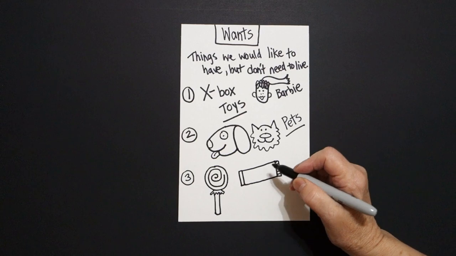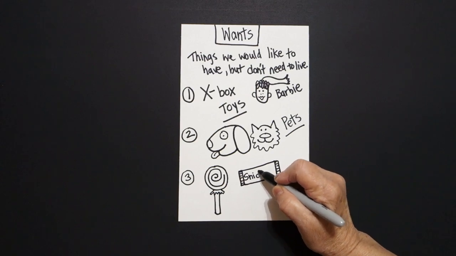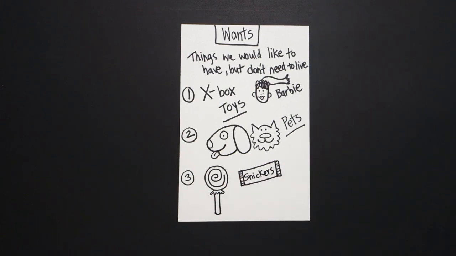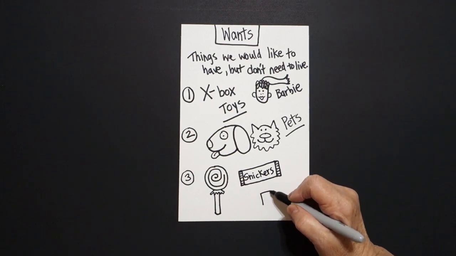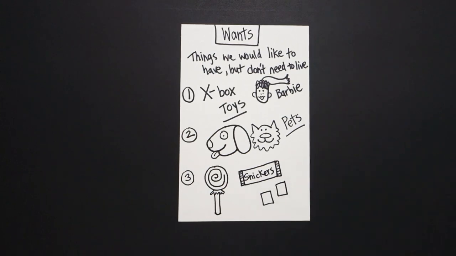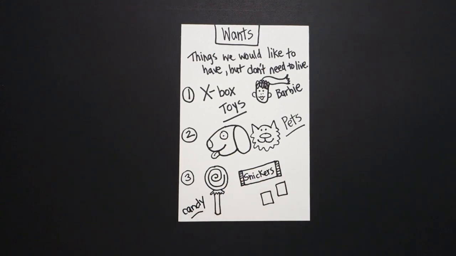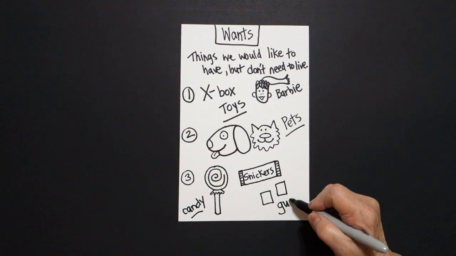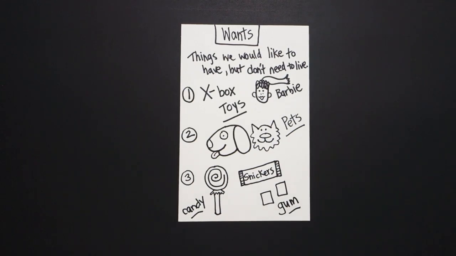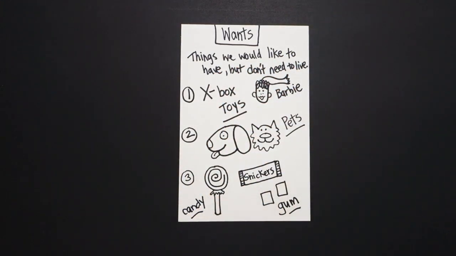Little straight lines inside. And I'm going to write the word Snickers. Right underneath, I'm going to put straight line, straight line, straight line, connect. Straight line, straight line, straight line, connect. I want candy. Yeah, I want gum. But do I need candy and gum to survive? No, I do not. Wants, things we would like to have, but don't need to live.